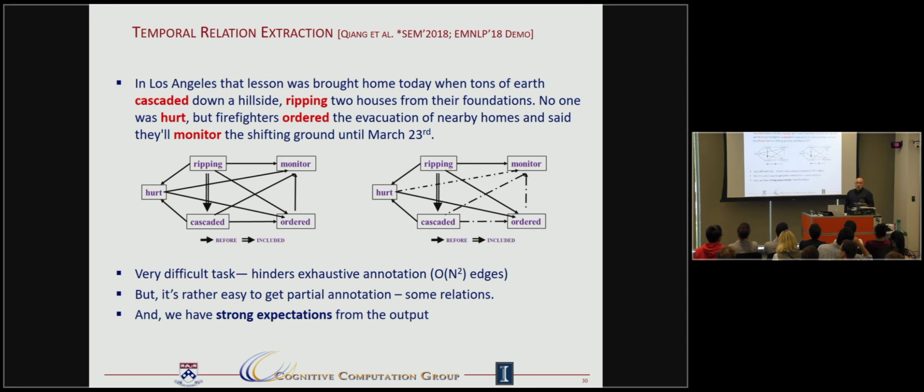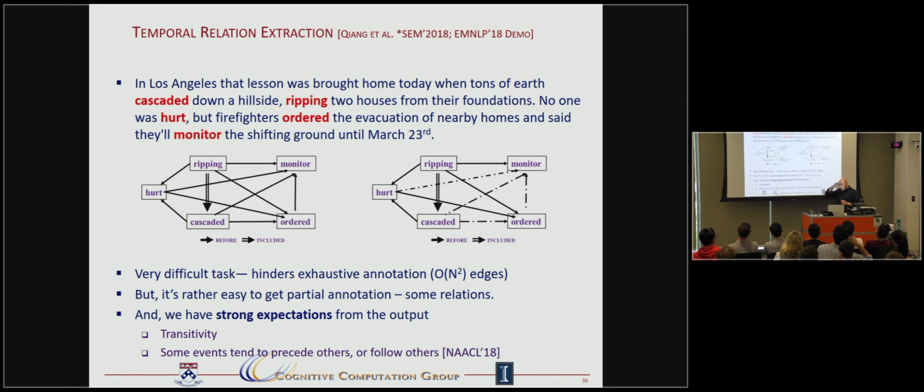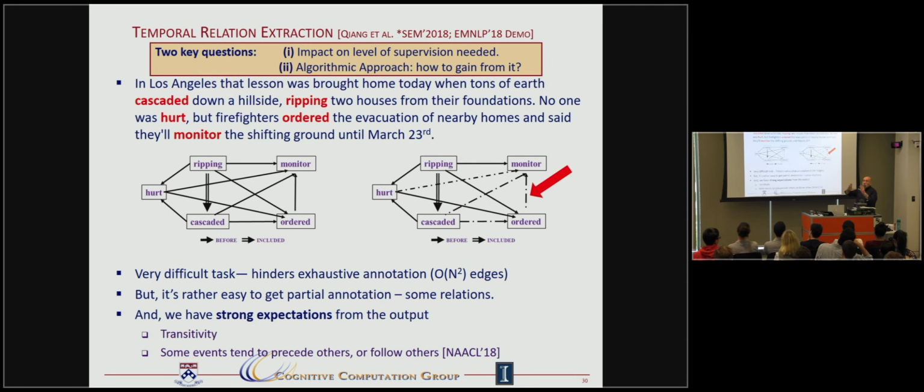What are the strong expectations? One of them, for example, is transitivity. You know that if A is before B, and B is before C, then A is probably before C. But there's more. Some events tend to precede others or follow others. One of our works in NAACL this year showed that we can build a knowledge base where for each event we can develop a distribution of what's likely to come after it, or a distribution over things that would come before it. These are constraints that my system is aware of, and this limits what can be on this edge. Not everything that a priori could have been there can be there now once I know some of the relations.